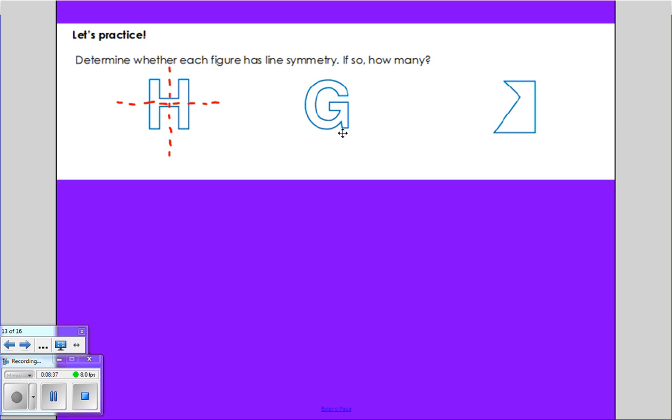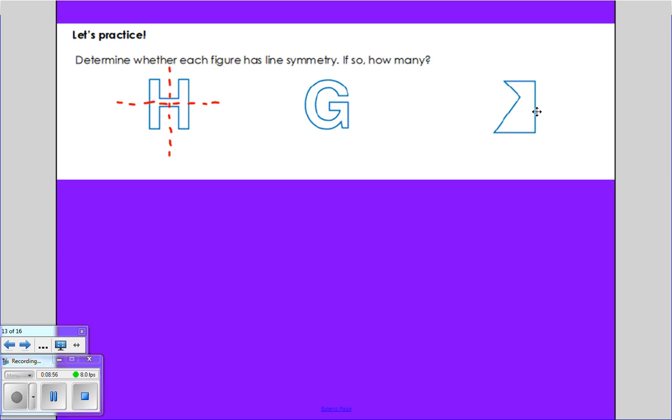The letter G, does it have a line of symmetry? Well, if I try to fold it this way, I'm not going to get a match. And if I try to fold it this way, this little corner has nothing to match up with up here. Same way, any direction I try, it has no line of symmetry.